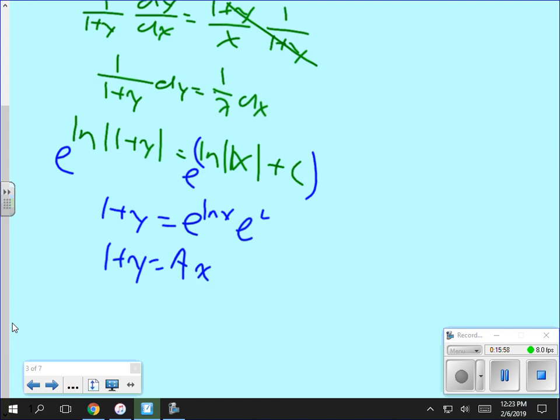Would you need to keep writing the absolute value of y? Good question. Absolute value of y plus 1.